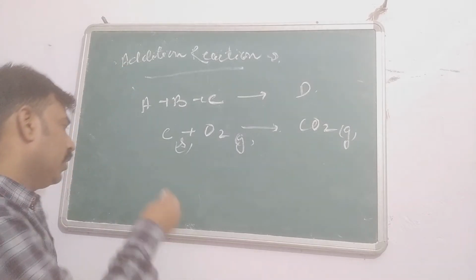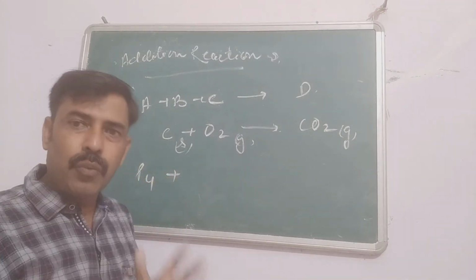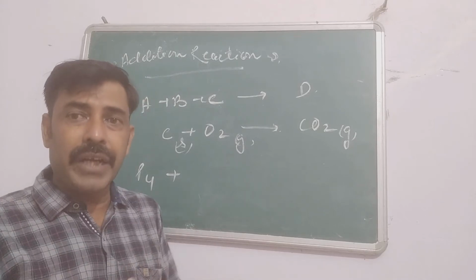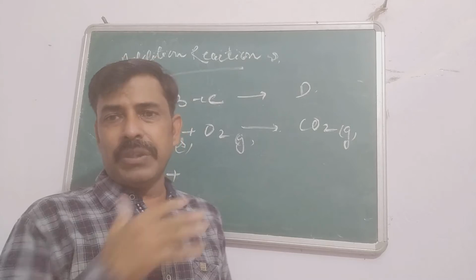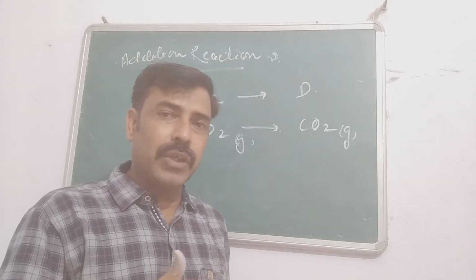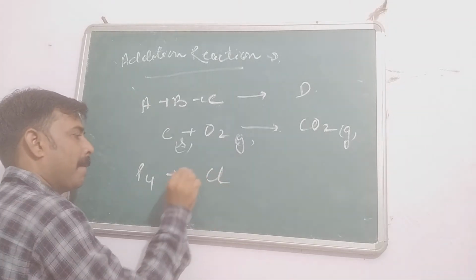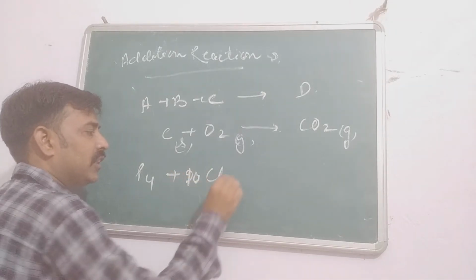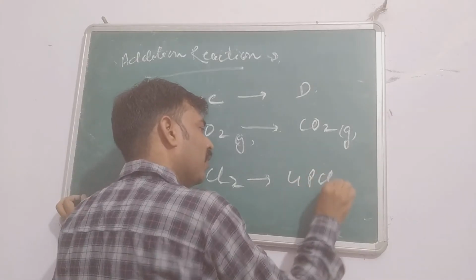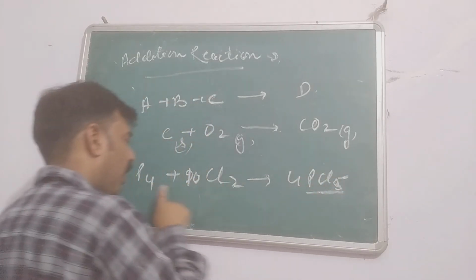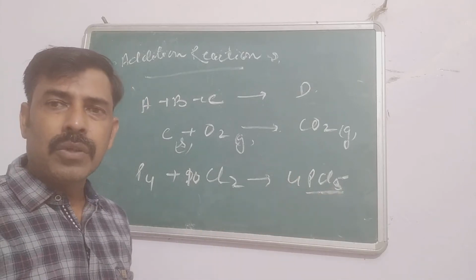Or you can see here is a reaction P4. This is phosphorus, one of the allotropes of phosphorus, called white phosphorus. Phosphorus के कई सारे allotropes होते हैं, white, red, black. तो उनमें से एक allotrope हमने लिया है, that is white phosphorus. Then when P4 is treated with 10Cl2, it gives 4PCl5. You can see that the phosphorus and chlorine are combining with each other to give the combined product.